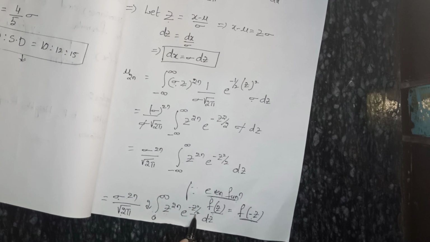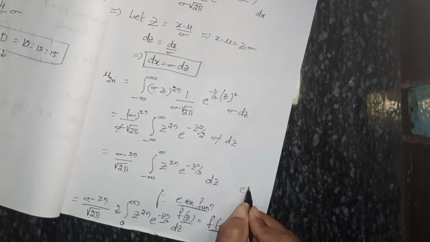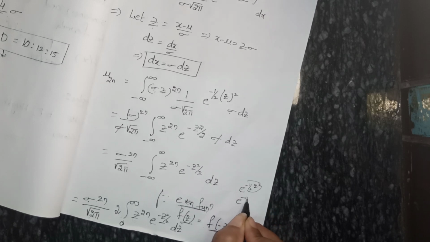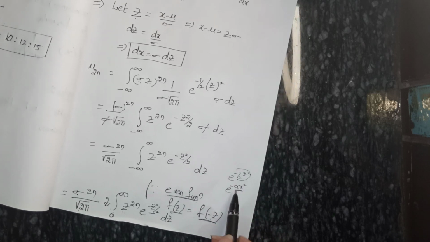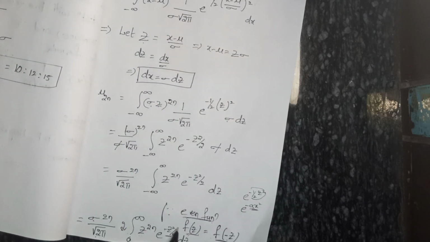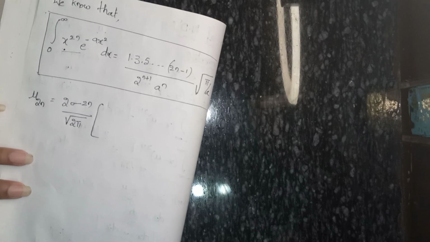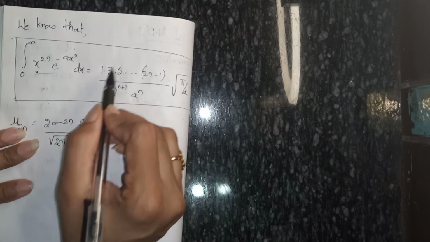That means this term we can write as e power minus 1 by 2 into z square, no? So it will be in the form of e power minus a x square only, isn't it? That means in place of a we have 1 by 2. So both are the same, and that's why we can write it this way.